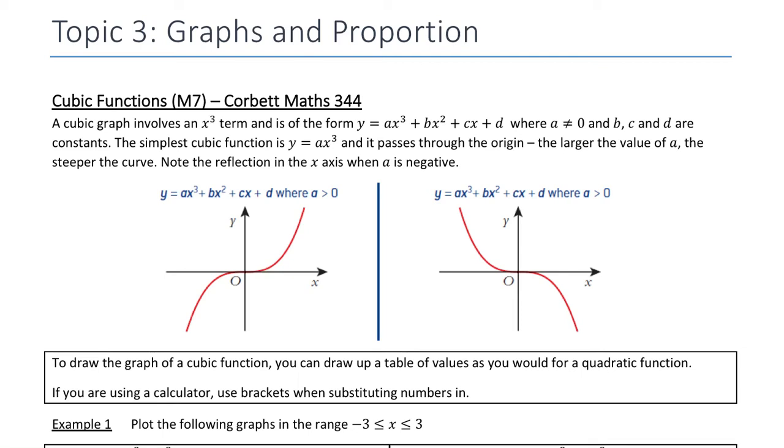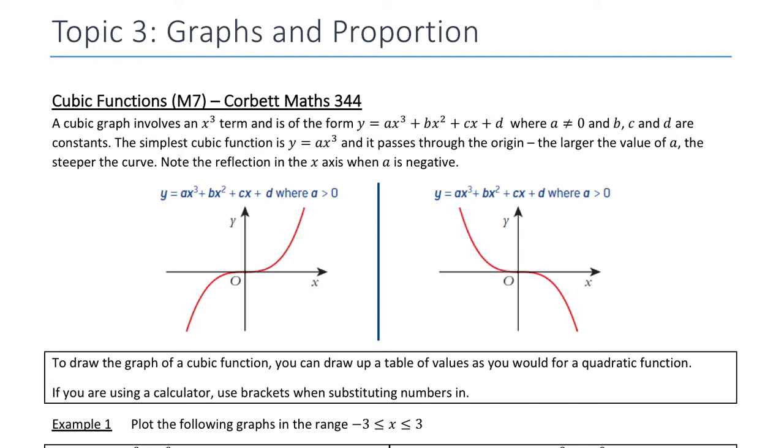In this video we're going to look at graphs and proportion. We're going to start by looking at cubic functions and their graphs. So if you've got y is equal to ax cubed plus bx squared plus cx plus d, where a, b, c and d are numbers, then your cubic graph will look like this. It will have this general shape.